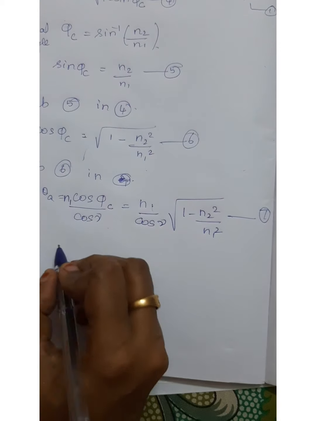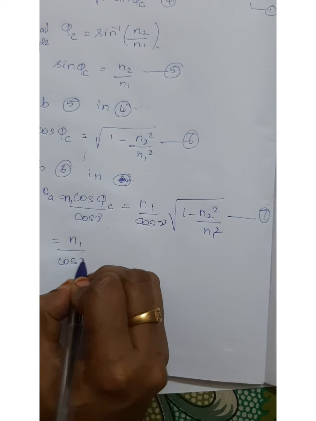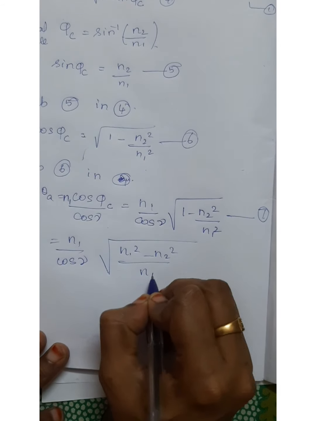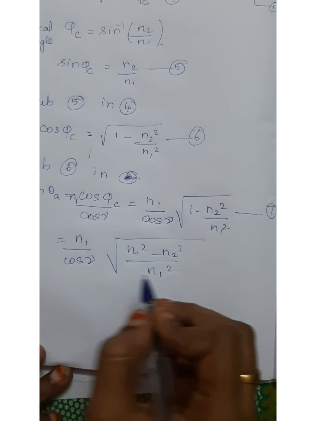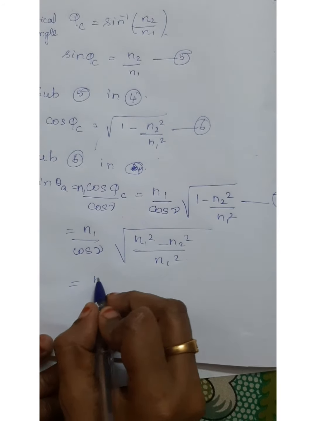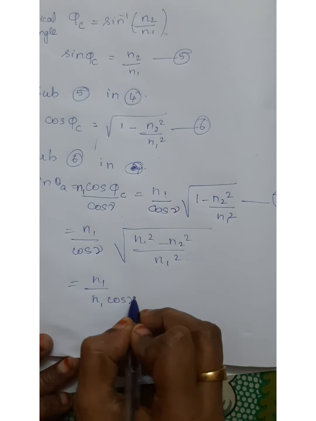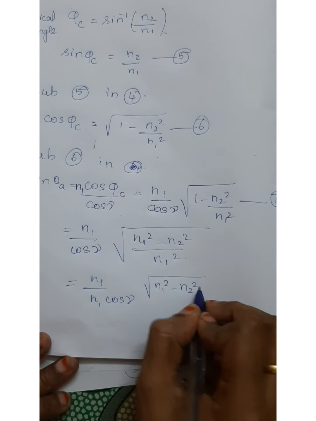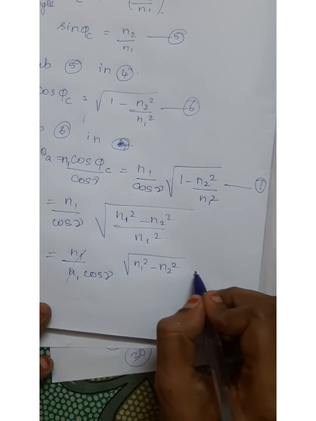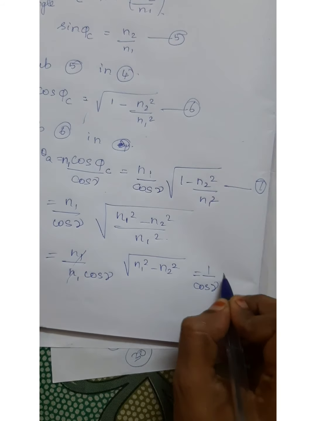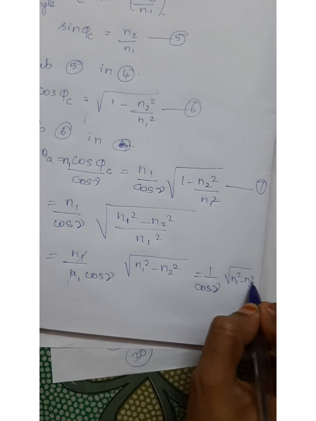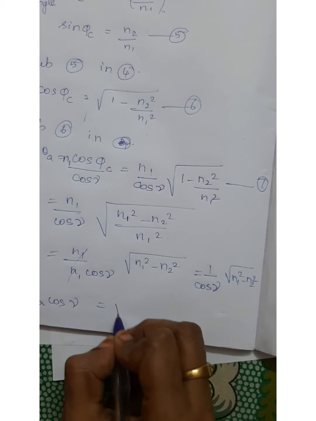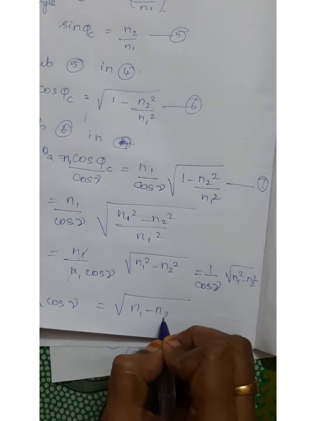Now n1 by cos gamma into root of, taking LCM, n1 squared minus n2 squared by n1 squared. Now take this n1 outside the root. It becomes n1 by cos gamma root of n1 squared minus n2 squared. Now this n1 gets cancelled. So it becomes 1 by cos gamma root of n1 squared minus n2 squared. So sin theta A cos gamma equal to root of n1 squared minus n2 squared.